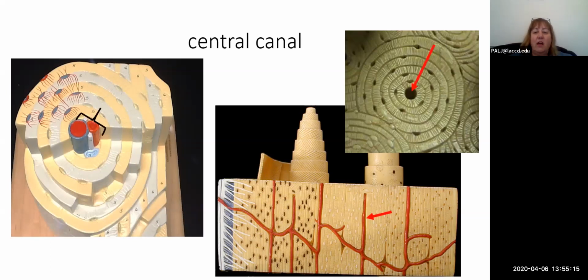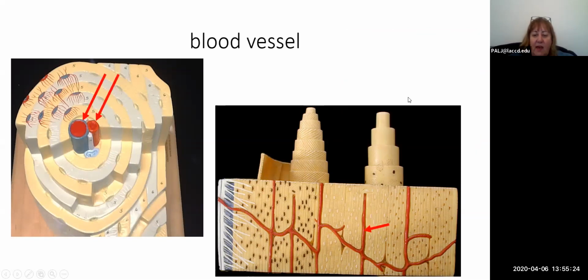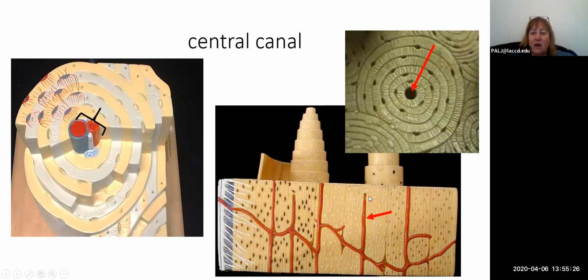In the center of every osteon, there is a hollow space. You can see here with the red arrow pointing to this black area. That black area corresponds to this area, which is vertical. It goes the entire length of the osteon. And in the far left picture, you can see there actually are multiple structures there. So that space in the center of the osteon is called the central canal. It's called a canal because it goes through solid bone.